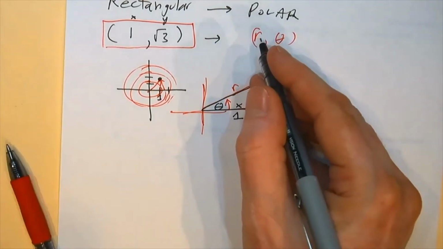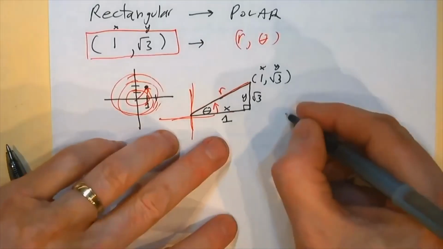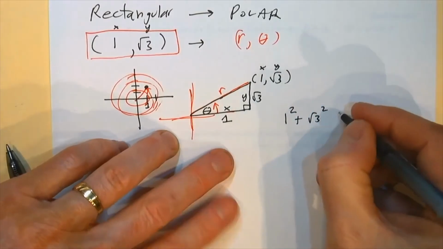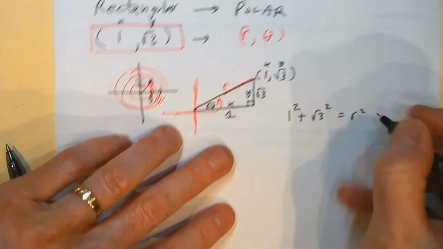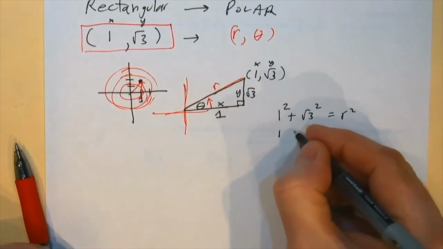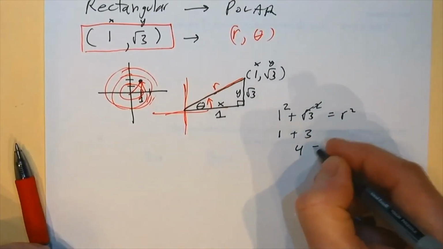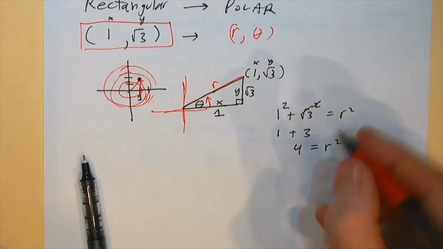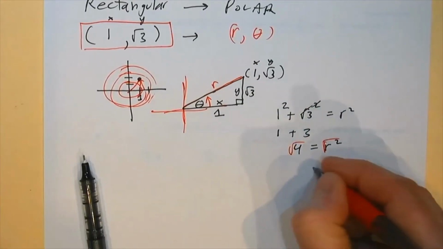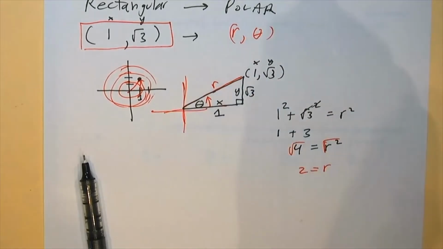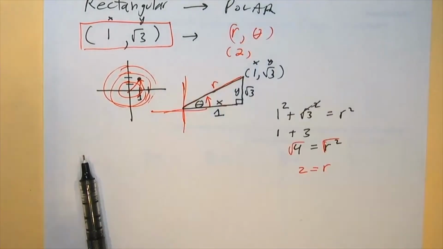Okay, so to get this, that's the Pythagorean theorem. So let's see, we're going to go 1 squared plus radical 3 squared. And that's r squared. So let's see, 1 squared is 1. A square cancels the radicals. 3. 1 plus 3 is 4. What squared is 4? Okay, square root. R is 2. Should I go plus or minus 2? No. We just want the positive radius. So I got the radius is 2.